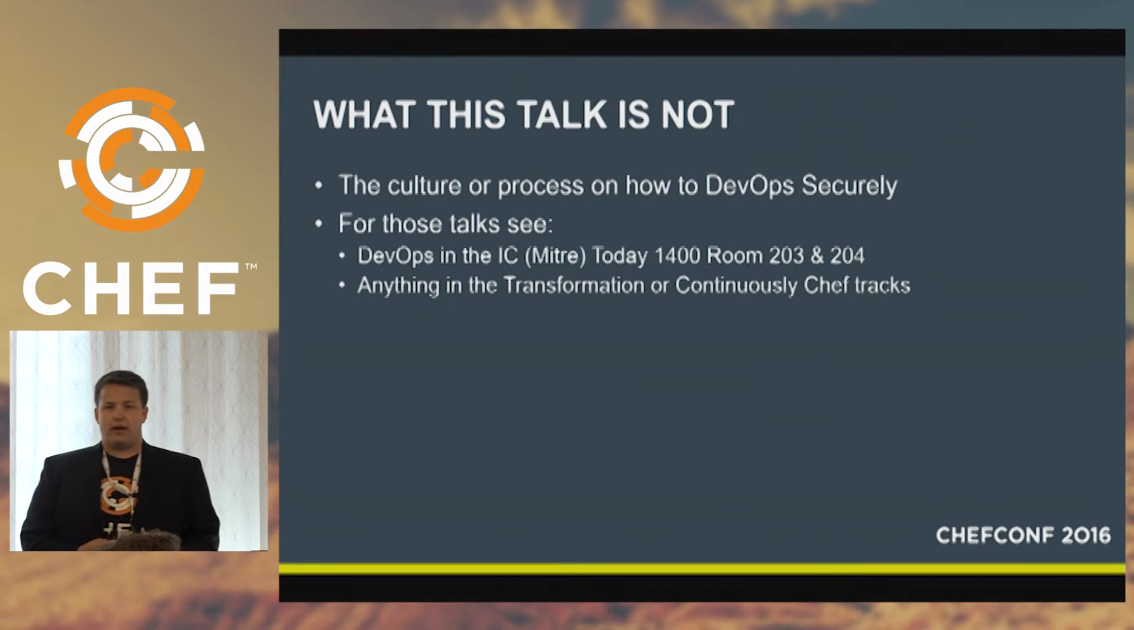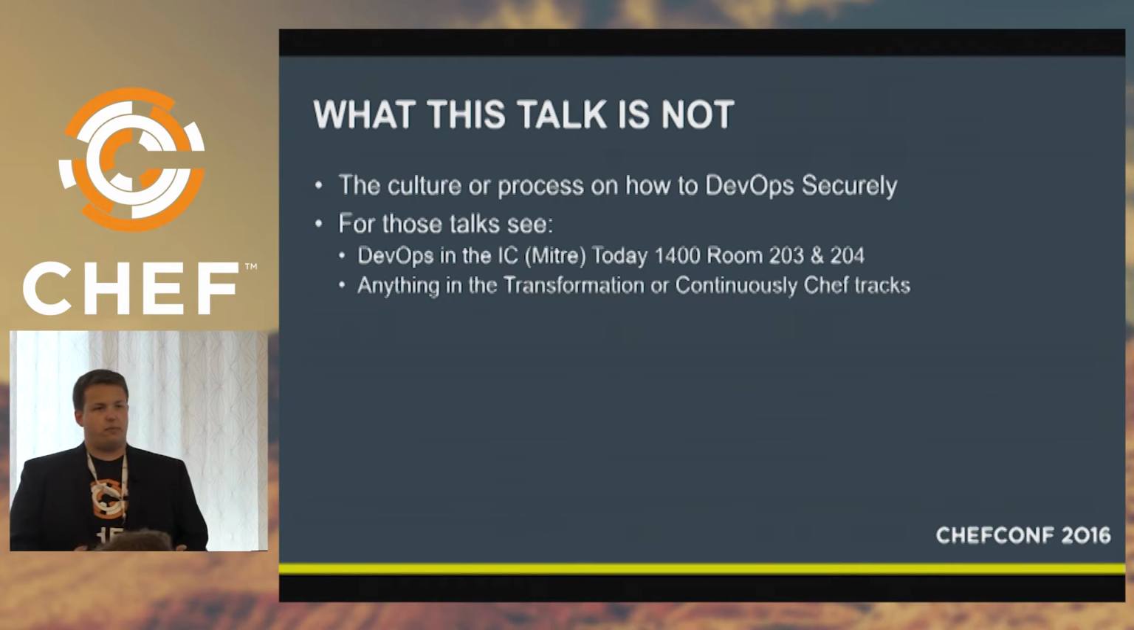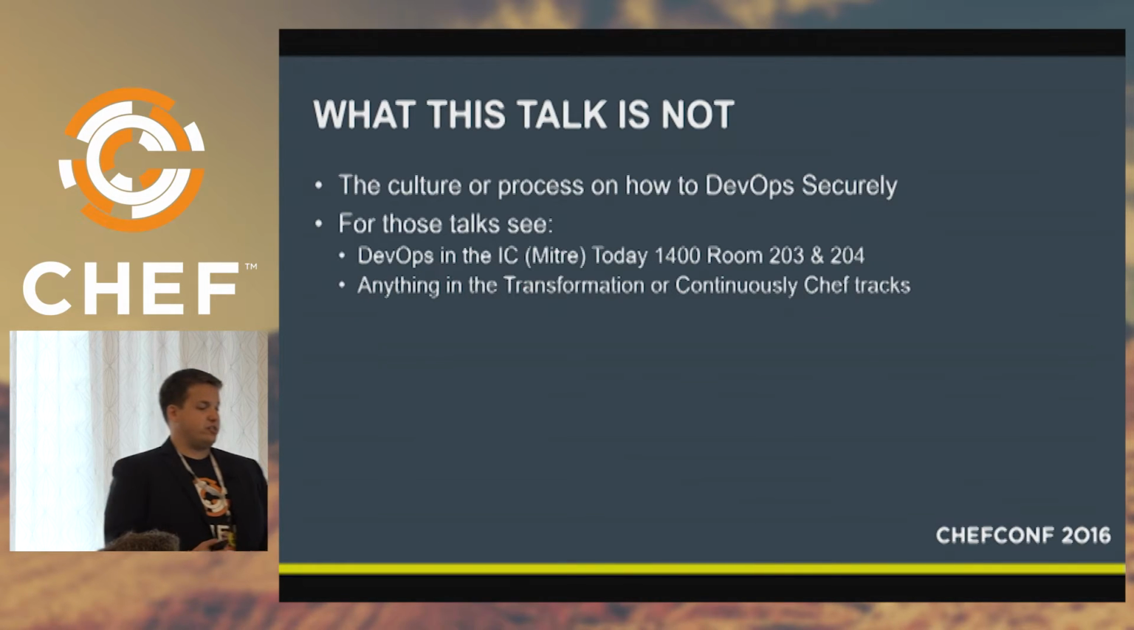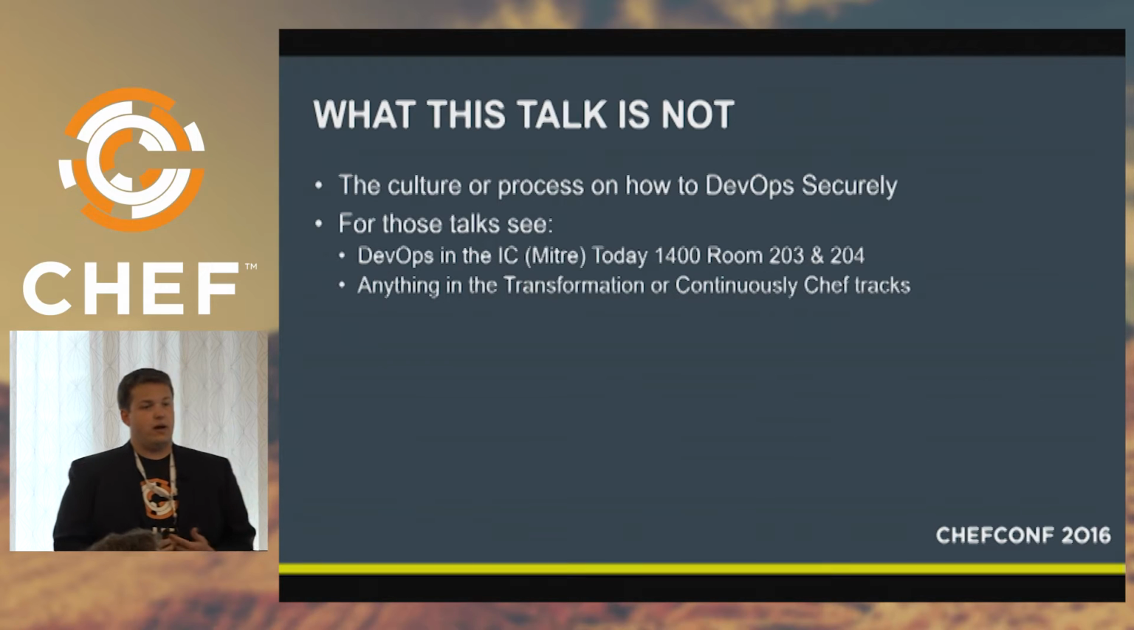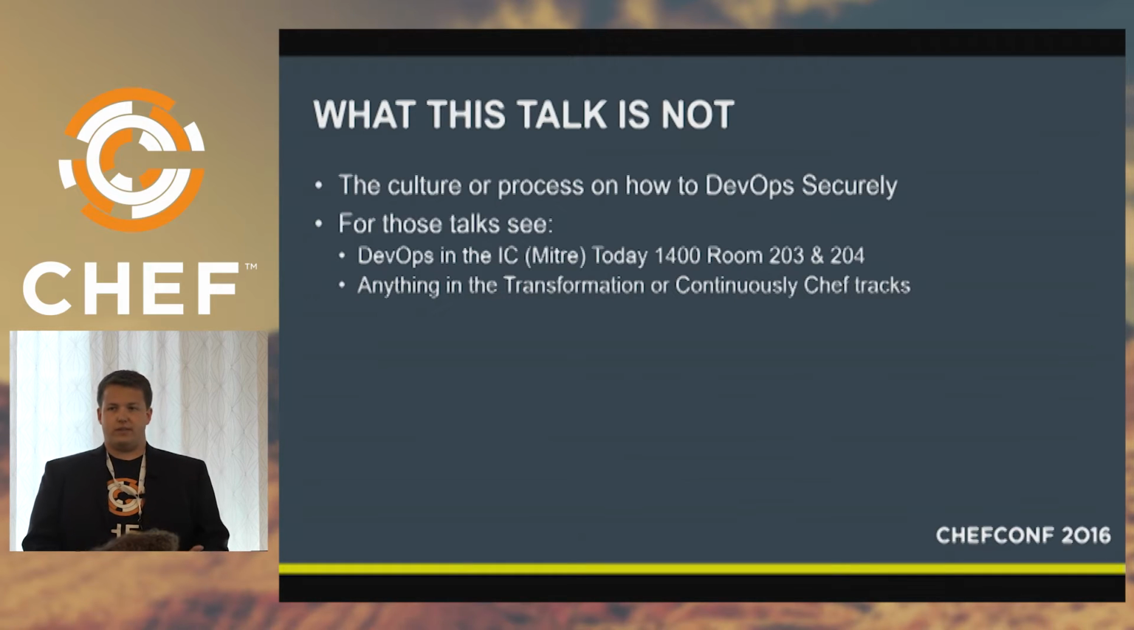So what I'm not going to talk about is the culture or the process on how to do DevOps securely. There's lots of great talks on those processes and how to do it in the enterprise here at ChefConf. The first talk you should check out for that is going to be DevOps in the IC, run by Michael over at MITRE. That's next at 2 o'clock in room 203 and 204. Also, anything in the transformation and continuously Chef tracks are built for that kind of purpose and talking about those pieces as well.